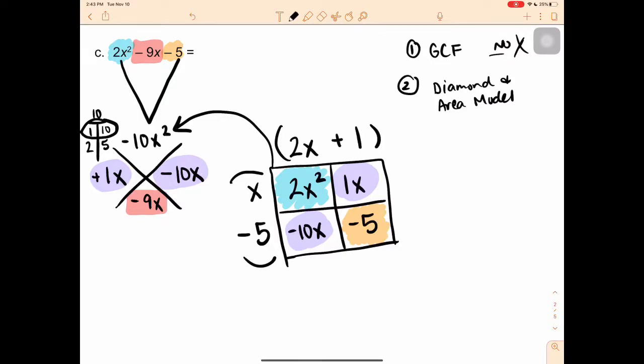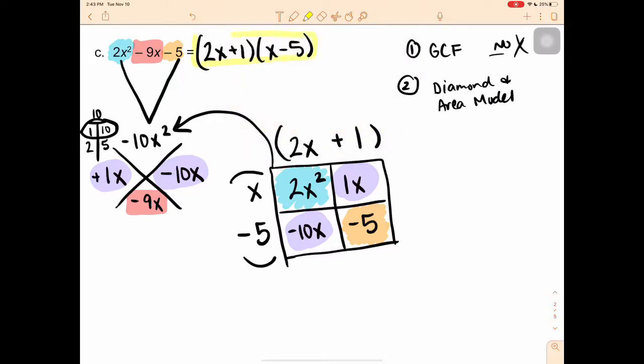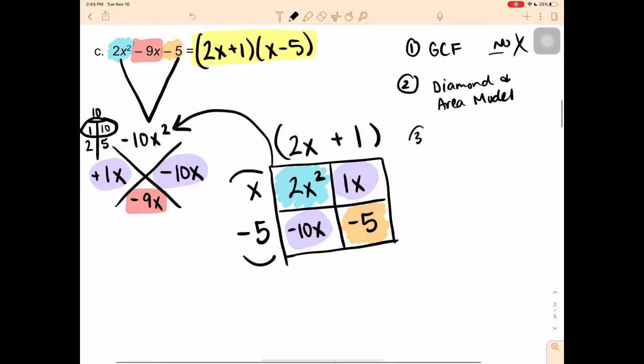So here, our factored form now is 2x plus 1 times x minus 5. And we're done. That one is all done. That is your factored form. So be sure to pause before you move on to the next question. Oh, I forgot to write our third step is always to factor. I just forgot to mention it. Factor, okay?